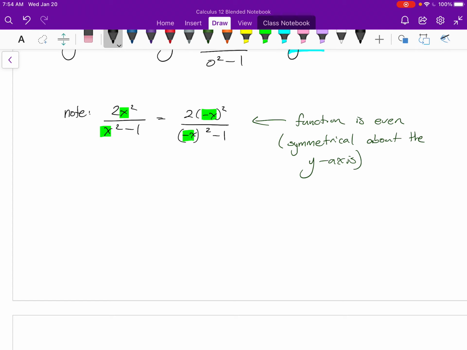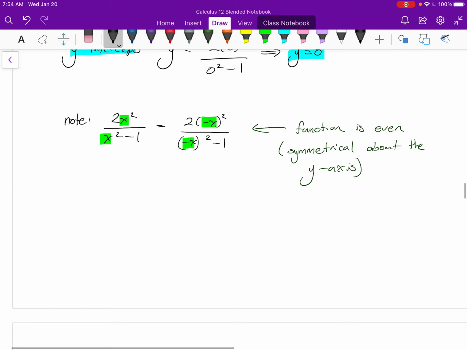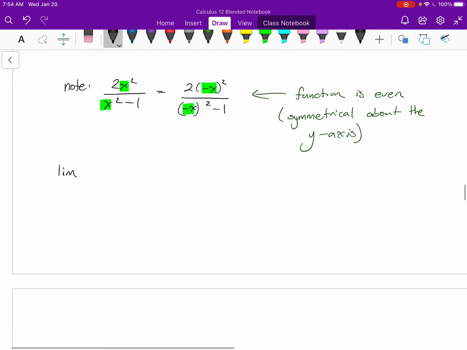Now in this case, I know if there's going to be a limit that converges on some number, it's going to be the same for plus and minus infinity, because looking at the equation, x is always squared, so whether we're approaching positive or negative numbers, it's going to be the same. Plus I know the function is even. Okay, so I'm going to find the limit as x approaches plus or minus infinity of 2x squared over x squared minus 1.